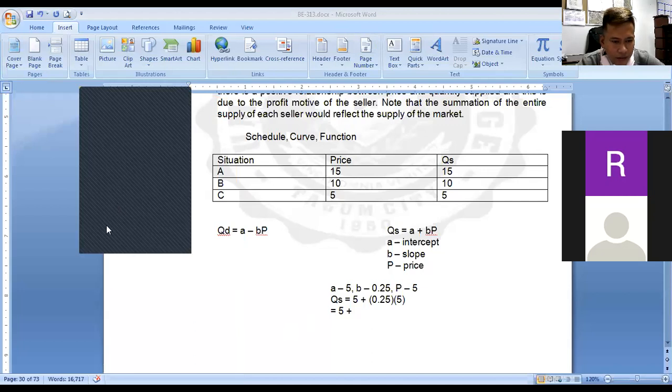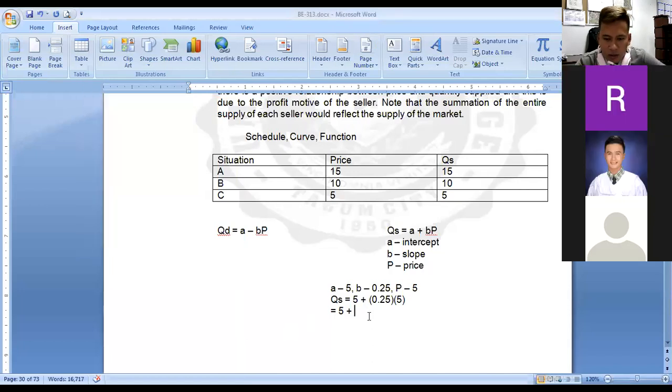5 times 1.25. 1.25. So, therefore, the quantity supplied is 6.25 units. Right?